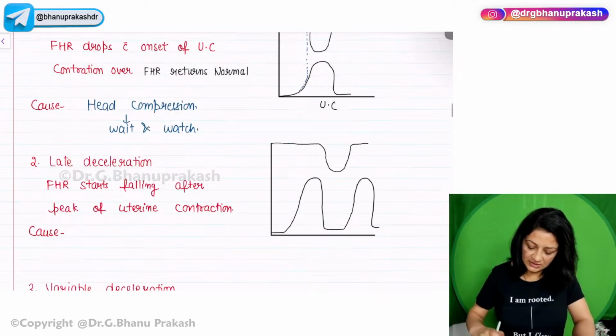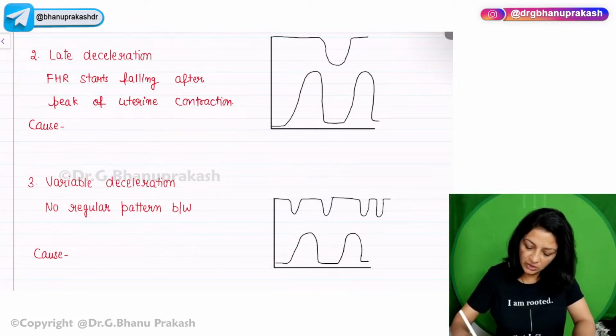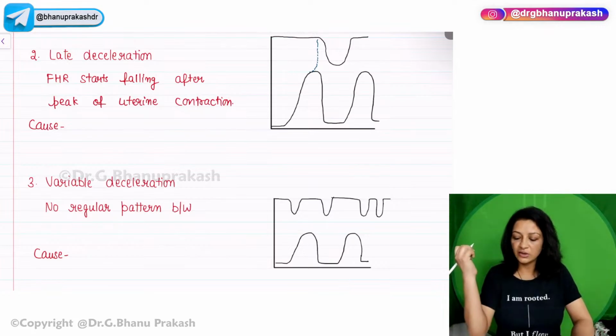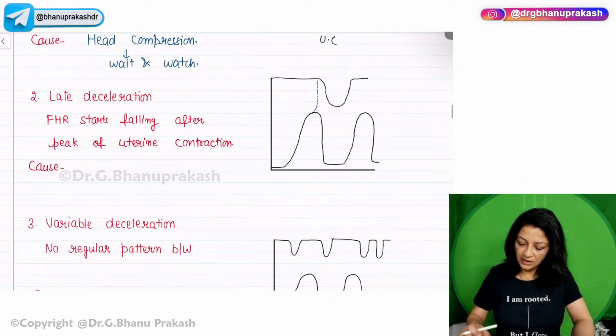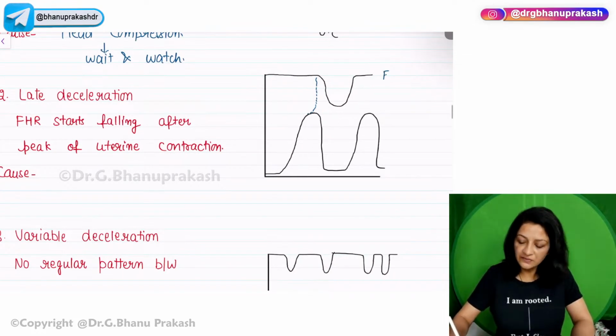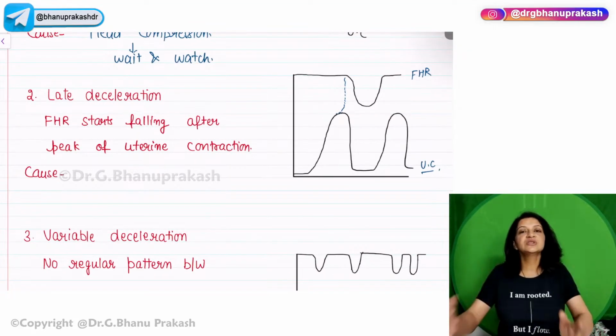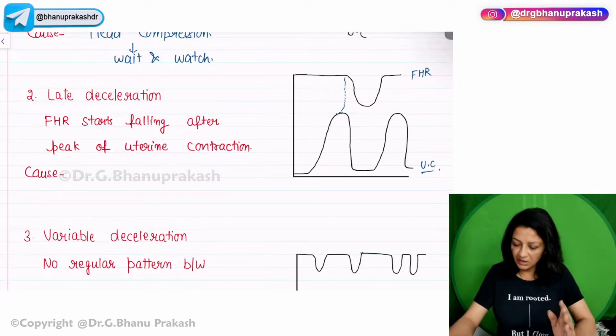Second one is late deceleration. Late means fetal heart rate starts falling after the peak of uterine contractions. Means जैसे ही uterine contractions peak पे जाएंगी वैसे ही fetal heart क्या होगा, fall होना start हो जाएगा. So in this image you can see the upper part is 2 graphs. Upper one is fetal heart rate and the lower one is uterine contractions. So जैसे ही uterine contraction peak पे जाएगी fetal heart rate क्या करेगा, fall करेगा.